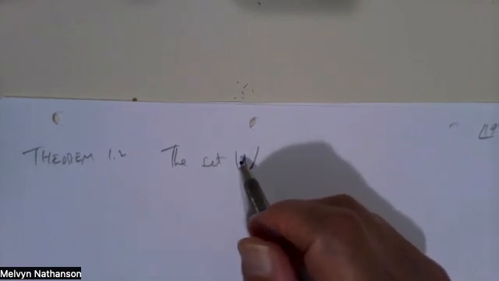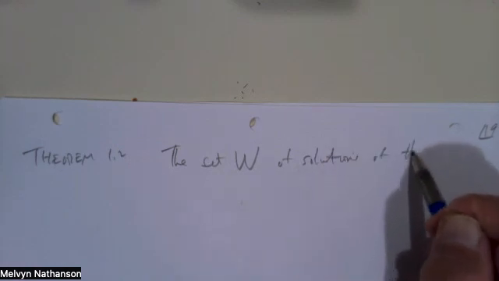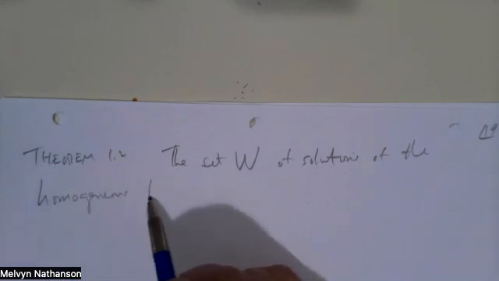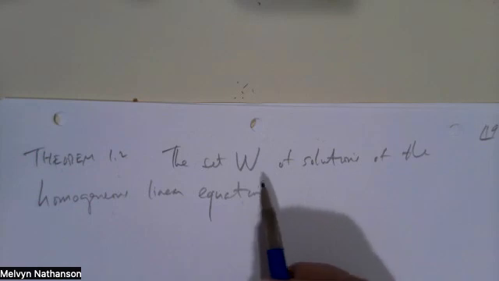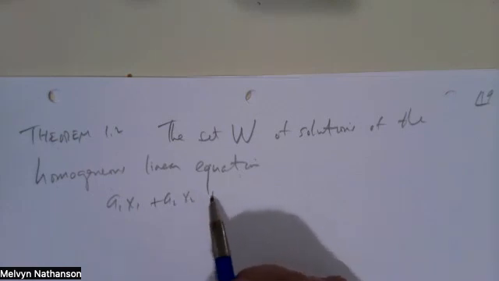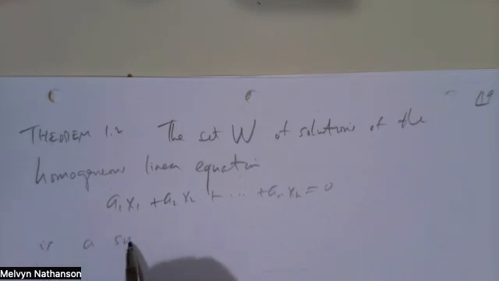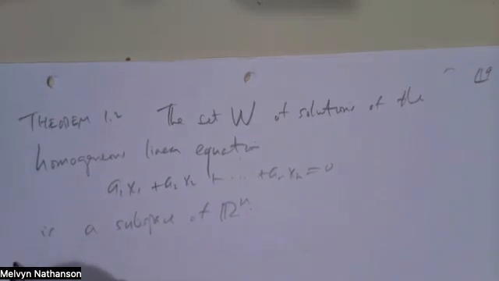The set W of solutions of the homogeneous linear equation in n variables, a1x1 plus a2x2 up to an xn equals 0, is always a subspace of Rn. Okay. Proof.